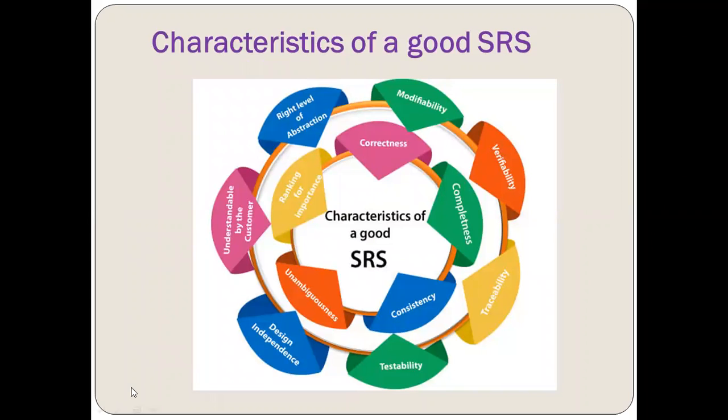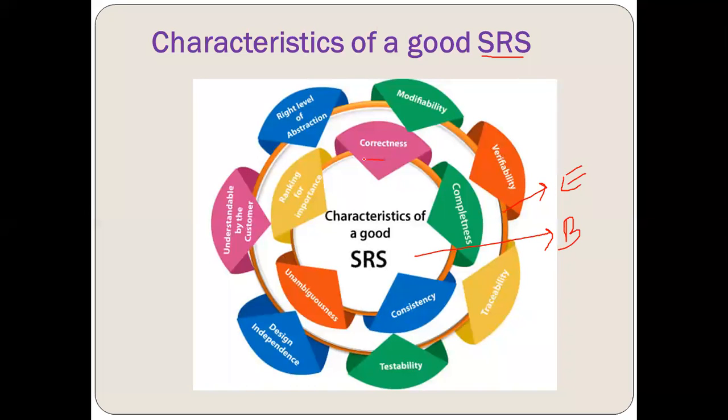Now, what should be the characteristics? What are the characteristics of a good software requirement specification? This is the inner level, which is of more importance, and the second level is the enhanced level. So this is the basic requirement, the basic characteristics, and these are the extended characteristics.